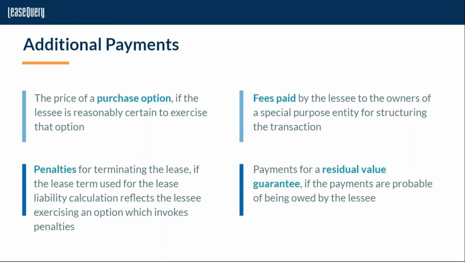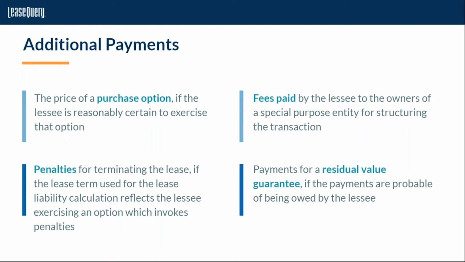Fees paid by the lessee to the owners of a special purpose entity for structuring a transaction, and payments for residual guarantee if the payments are probable of being owed by the lessee. Now, this is not a complete list, but these are definitely the major types of payments to look for within a lease agreement to calculate your lease liability.